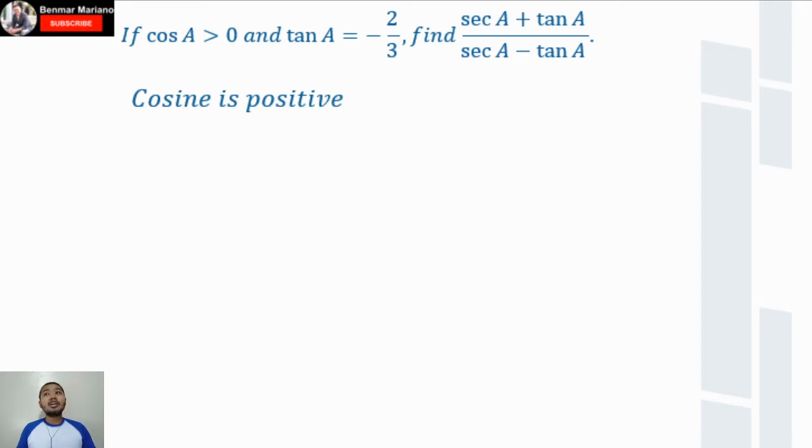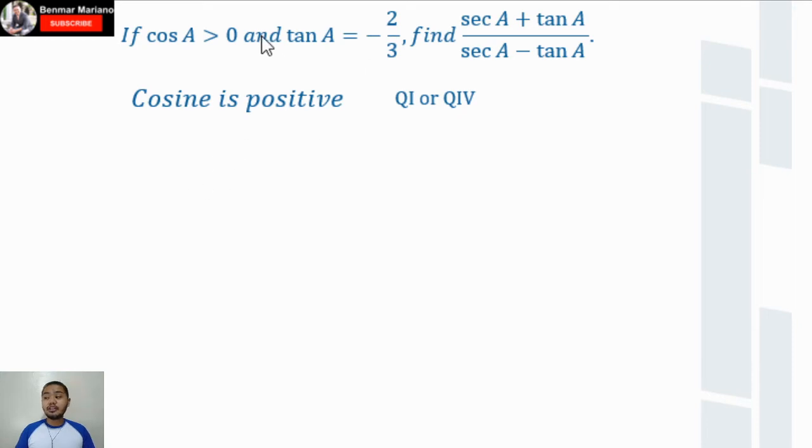Okay? Now, if cosine is positive, in our Cartesian plane, therefore, A must be in quadrant 1 or quadrant 4. Since in quadrant 2 and quadrant 3, cosine on those quadrants is negative. Since we have here cosine is greater than 0, which means that cosine is positive, therefore, angle A must be in quadrant 1 or quadrant 4.